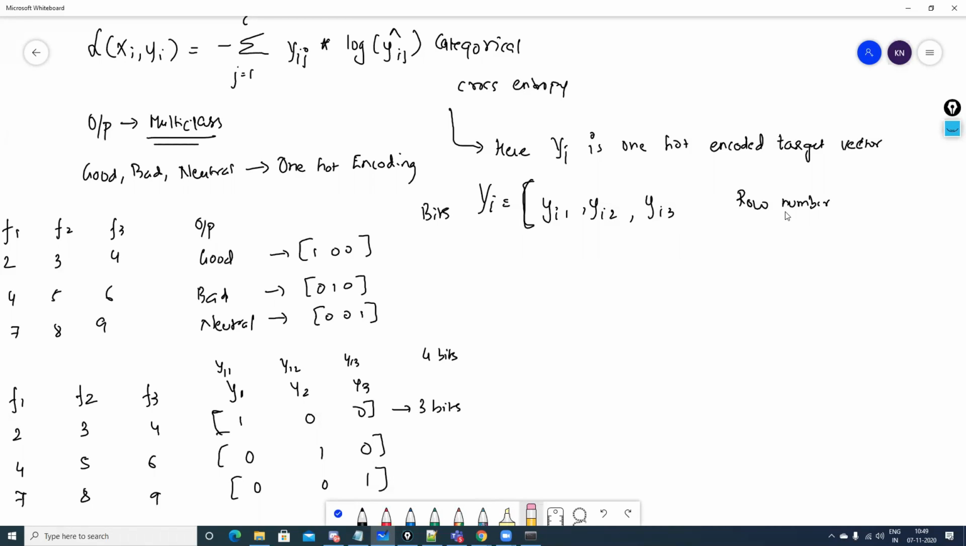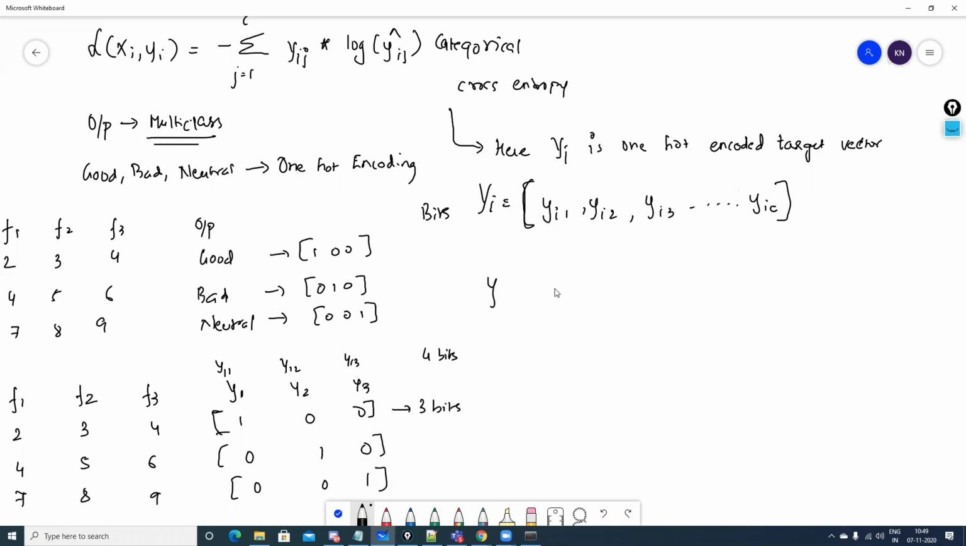Let me write it down over here. I can extend this till yi of C categories. Suppose I have three categories, then I can write yi1, yi2, yi3. If I have C categories, I'll be able to write till yic. And this is basically the one hot encoded format.